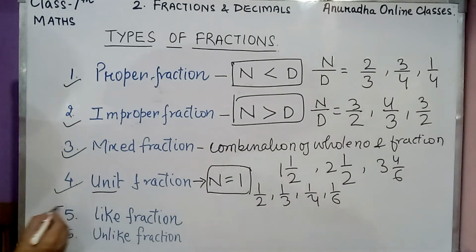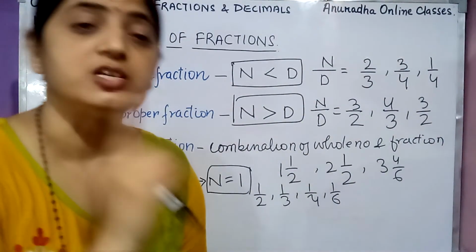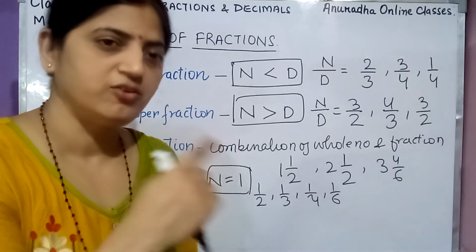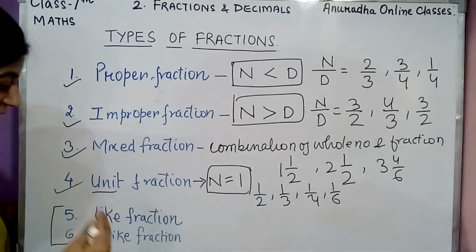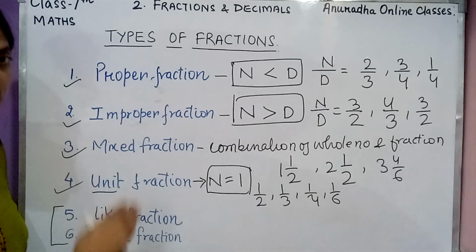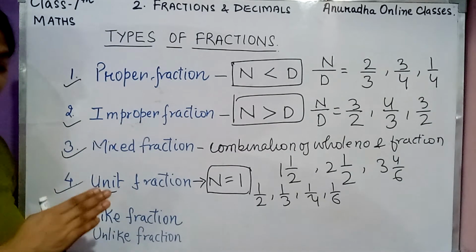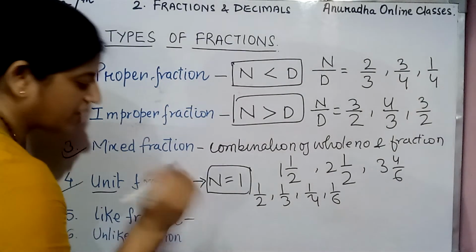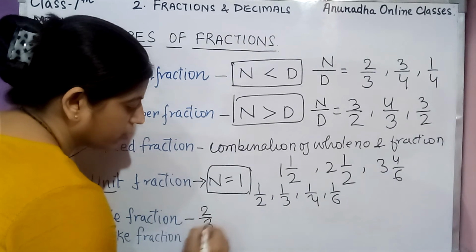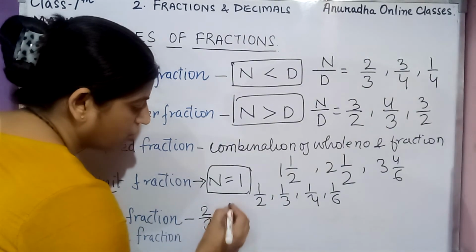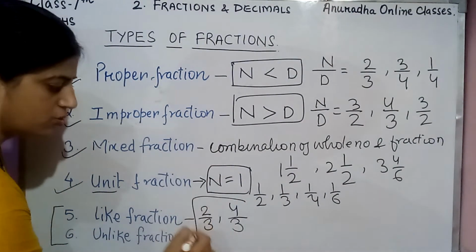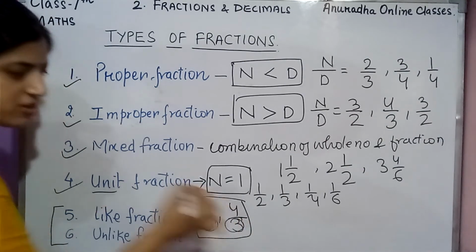Okay, now come to the next two, that is like and unlike fraction. When we talk about like and unlike fractions, that is not a single fraction. So we are taking 2 fractions, 3 fractions or more than 1 fraction. When we are taking them, then we can see yes, these are like. When it comes to comparisons, then like and unlike fractions come up, right? Now see, I have written 2 fractions, 2/3 and 4/3, right? So what can you see common in these two? Its denominator. Its denominator is common.